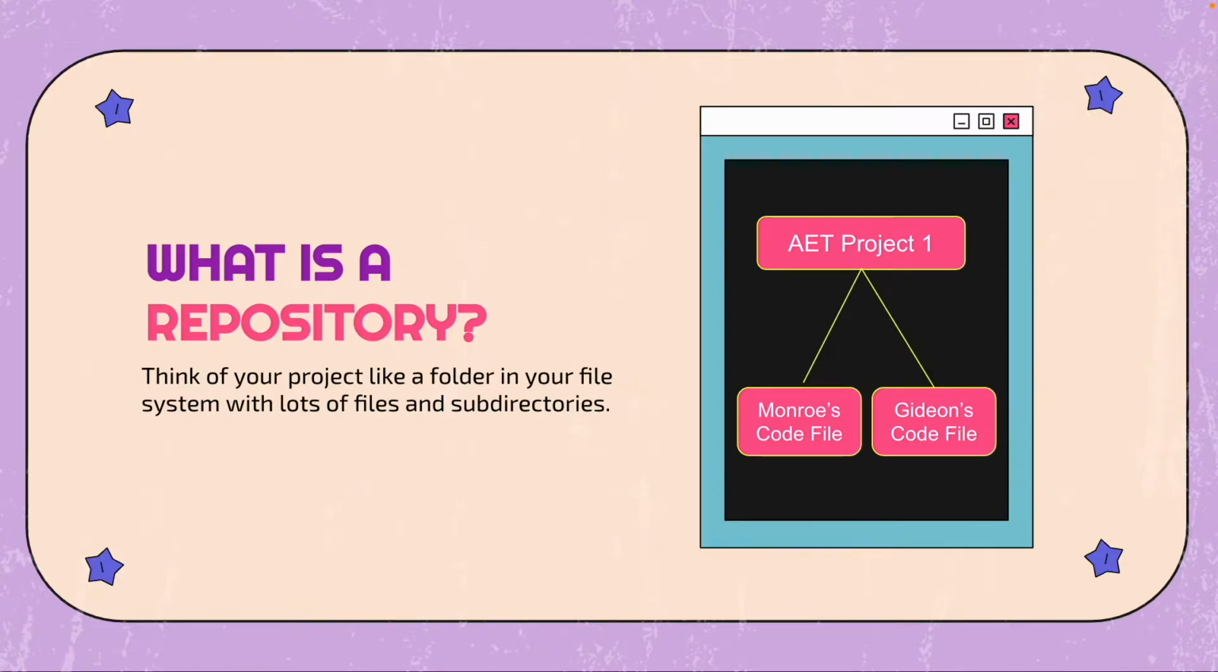So in order to understand and jump into using GitHub and GitHub Desktop, we need to go over some terms first. So the first big thing is, what is a repository? Before we can understand a repository, let's get on the same page about what our project would look like. So think of your project like a folder in your file system with lots of files and subdirectories. For example, let's say Monroe and Gideon are working on a project together called AET Project 1. That would be that root folder. And then they would have 2 files in that root folder, and that whole entity is their project.